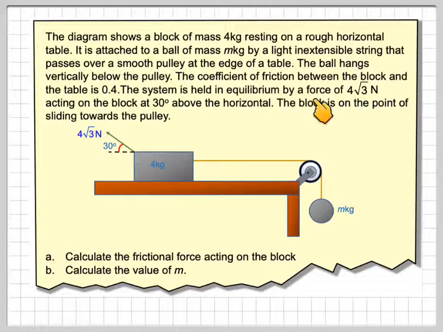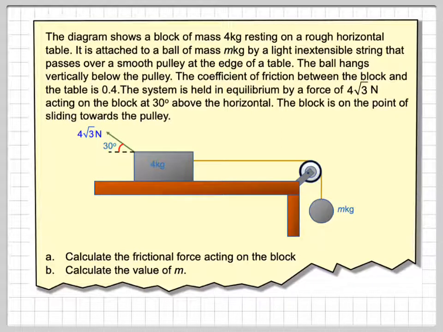The coefficient of friction between the block and the table is 0.4. The system is held in equilibrium by a force of 4√3 acting on the block at 30 degrees above the horizontal. The block is on the point of sliding towards the pulley. Calculate the frictional force acting on the block and calculate the value of m.